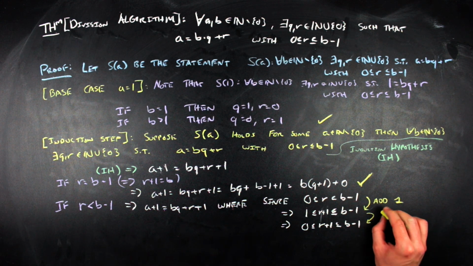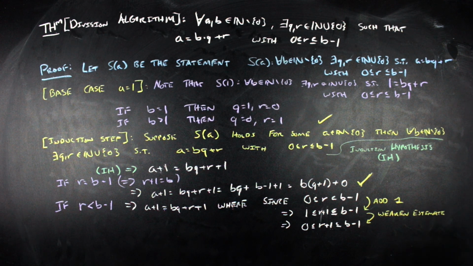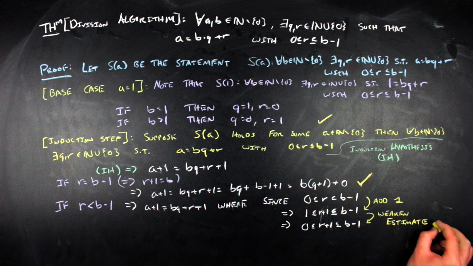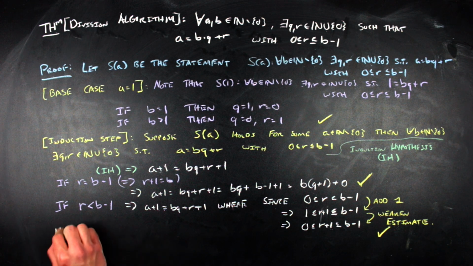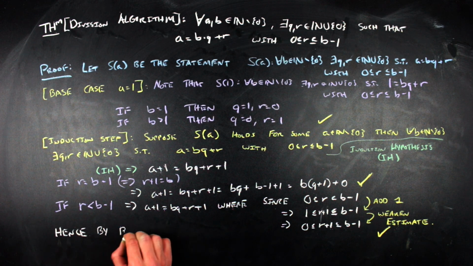After we've added 1 in this inequality, we can weaken our left estimate to 0. So then we'll have that 0 is less than or equal to r plus 1, which is less than or equal to b minus 1, which is where your remainder term is supposed to be. It's supposed to be a natural number between 0 and b minus 1 inclusive. Hence, S of A plus 1 holds, and the induction step is complete. And again, you check off the induction step, and you finish it off by saying, by the principle of mathematical induction, this original statement holds.